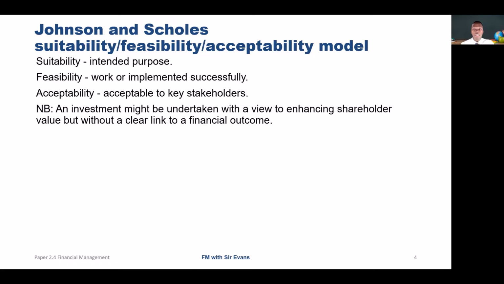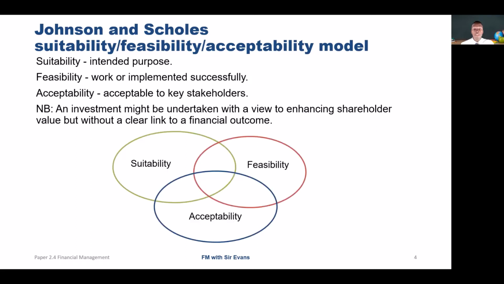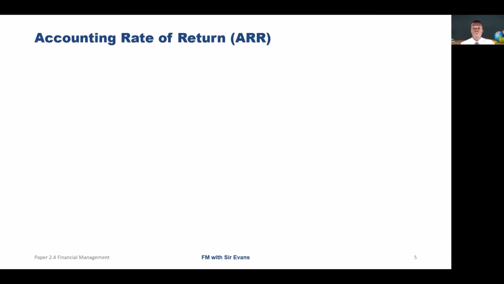So for Johnson and Scholes model, we are looking at the relation between the suitability, feasibility, and acceptability of that particular project, and we make a decision based on that. So the first model we would want to look at, the first method of appraising our investment, accounting rate of return, is what we want to look at now.